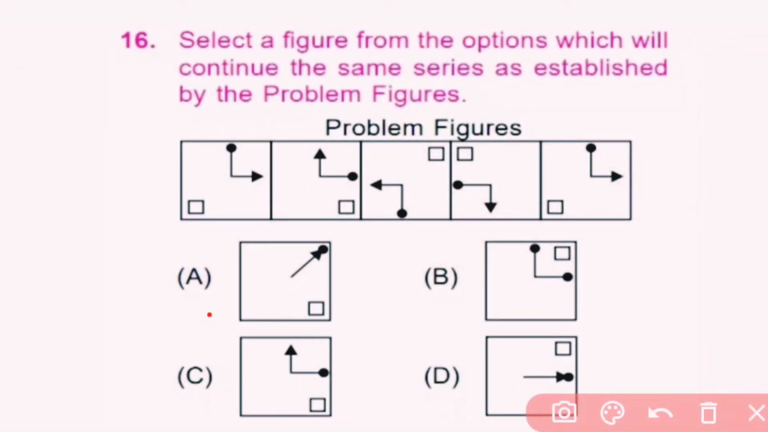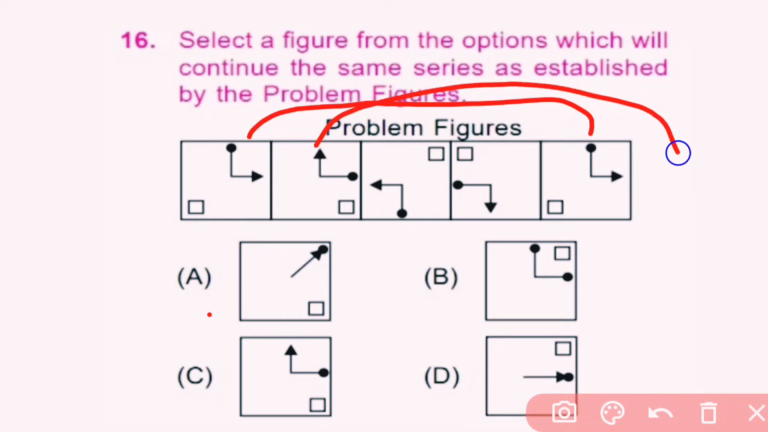Let's start with question number 16. Select the figure from the option which will continue the same series as established by the problem figure. So here in the given figure, the first figure is repeated here. So the second figure will come here. So here C is the correct answer.